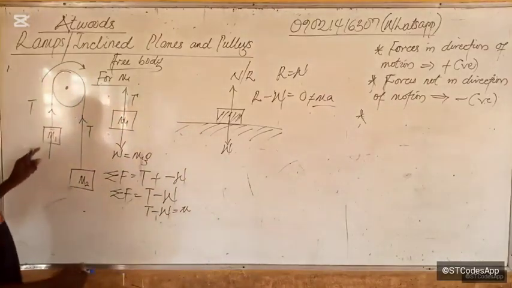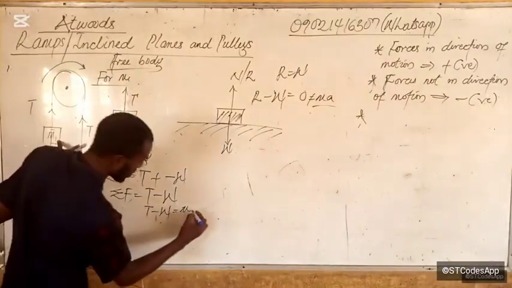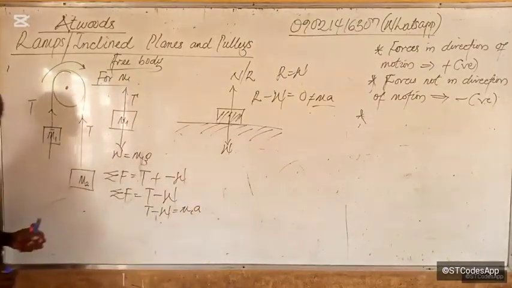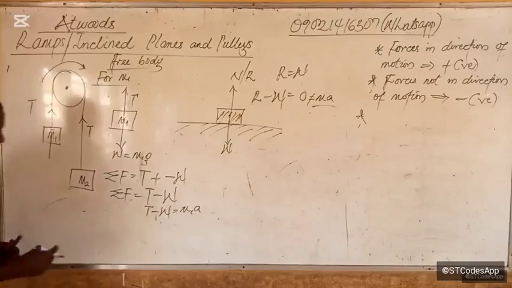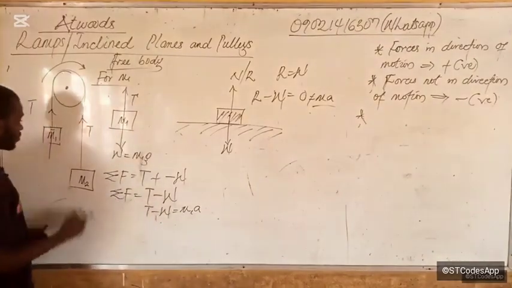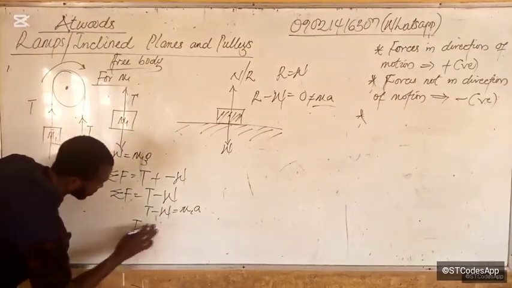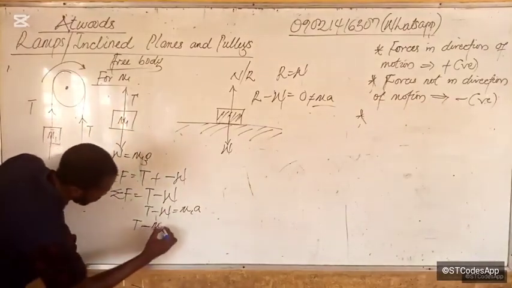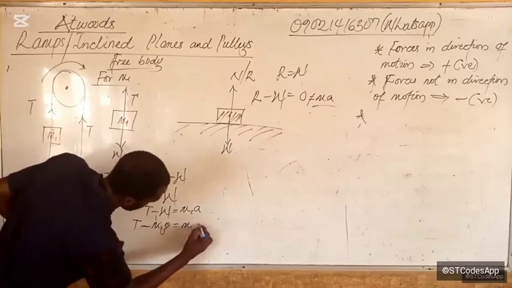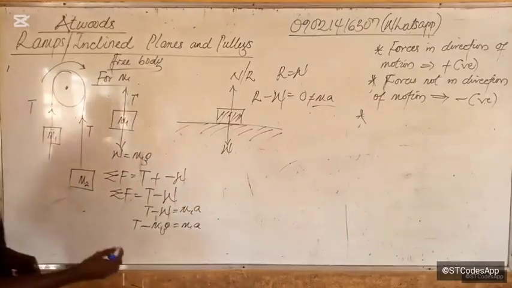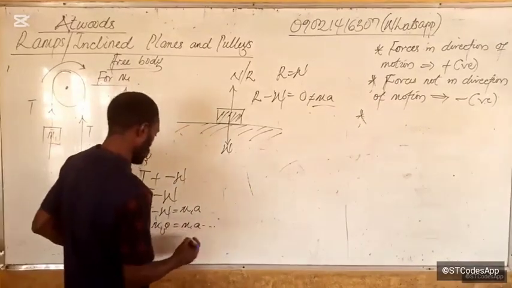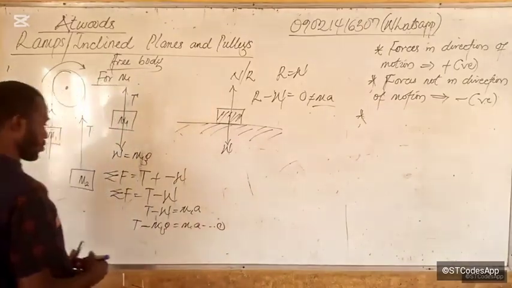But MA here is with respect to M1, so we'll call it M1A. M sub 1A. Alright. Now, what is the weight of the body? M1G, we said. So tension minus M1G will be equal to M1A. And this is equation 1. Alright, let's call this equation 1.